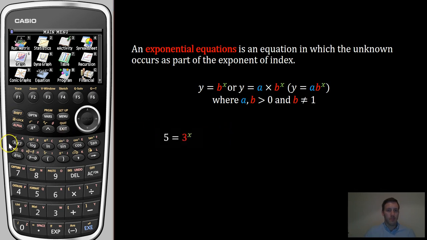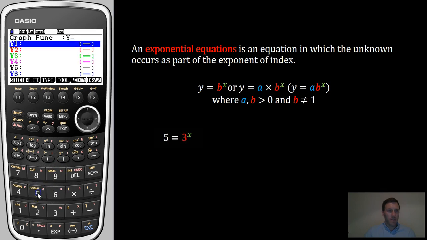First, let's look at 5 equals 3 to the power of x. Select graph from the main menu by pressing 5 on your graphics calculator. Then store 3 to the power of x in y1, press execute. Store 5 in y2, press execute. Then press F6 for draw.